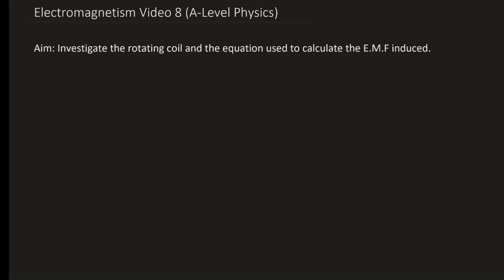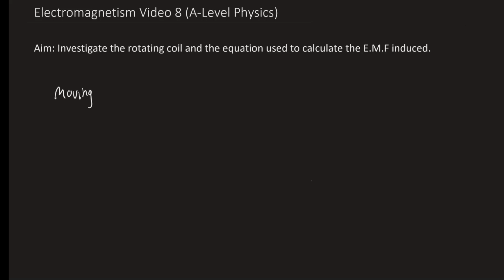In previous videos we have seen loops moved out of magnetic fields, coils and bar magnets moving relative to each other, and magnets rotated next to coils. In all of these situations the flux through the loop or coil changes, and as a result an EMF is induced in the coil. So just jot that down.